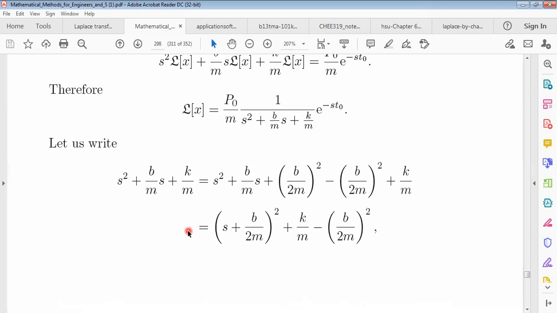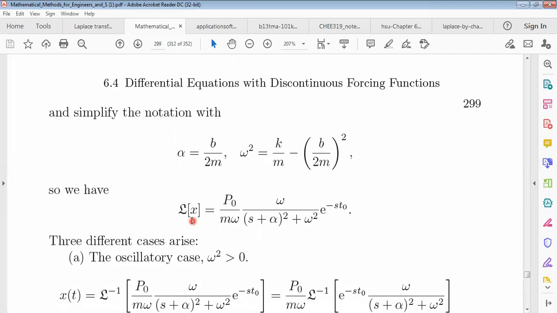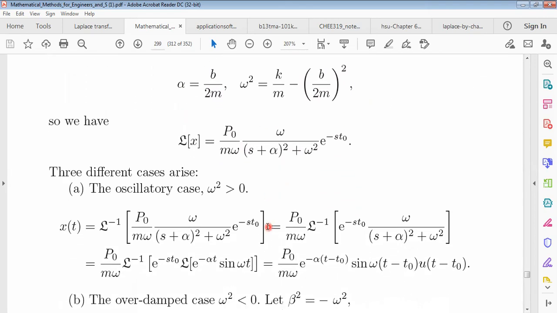Then the Laplace transformation of x can be written as p naught by m omega, omega divided by s plus alpha whole square plus omega square, where omega square equals k by m minus b by twice m whole square. Substituting b by twice m equals alpha, we get this. Now there are three different cases that arise, because the Laplace transformation of x depends on this equation. So depending on omega square, we get different solutions.